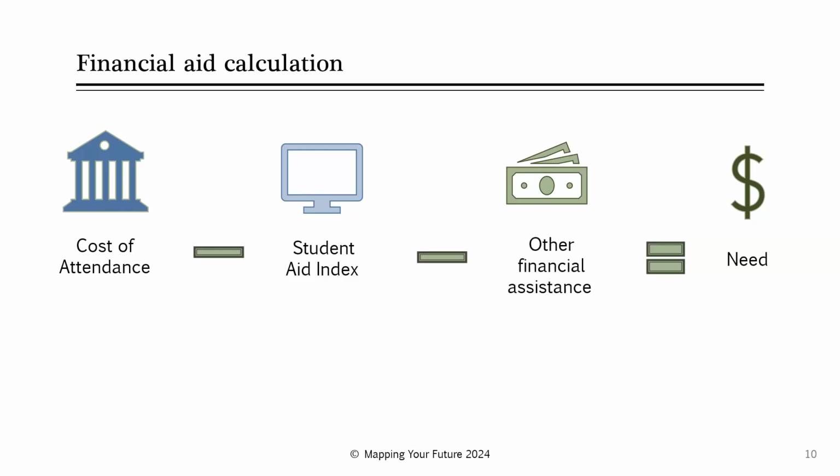Now, your cost of attendance is going to be your estimate of tuition and fees, the cost of room and board or living expenses for students who decide not to contract with the school for room and board, the cost of books and supplies, transportation, loan fees, and miscellaneous expenses, including things like a personal computer.